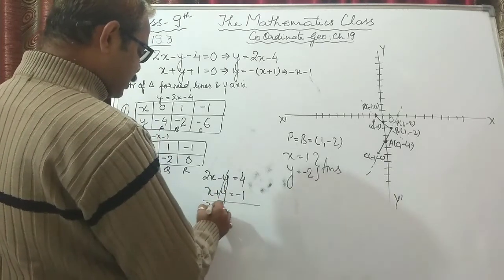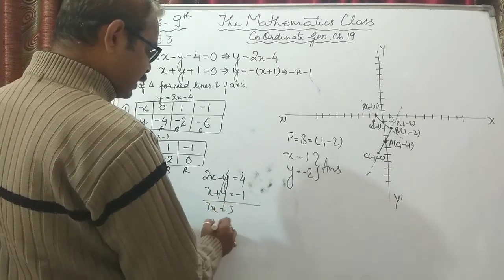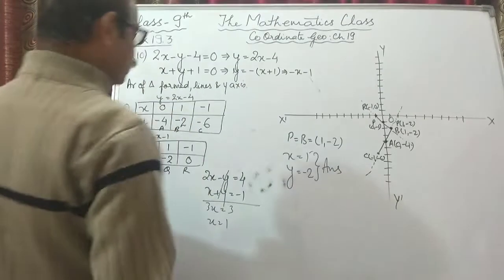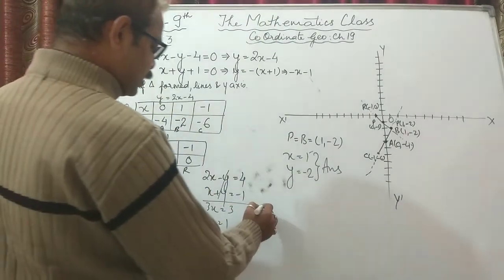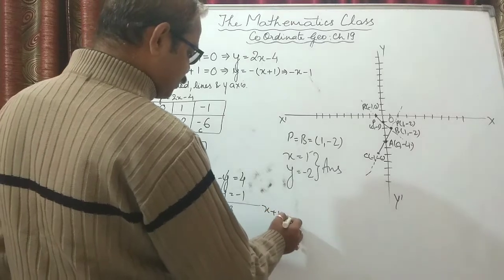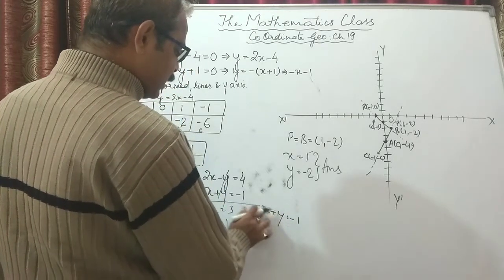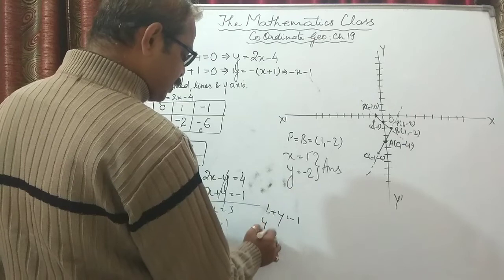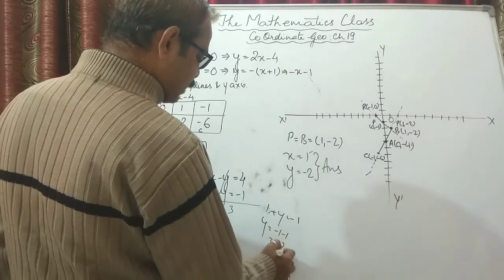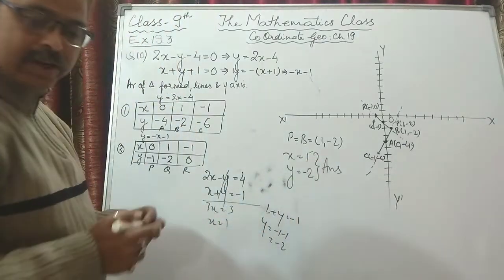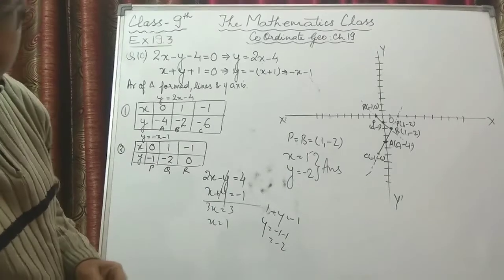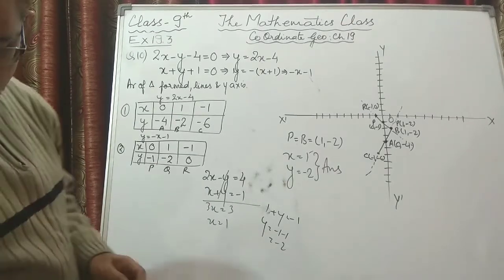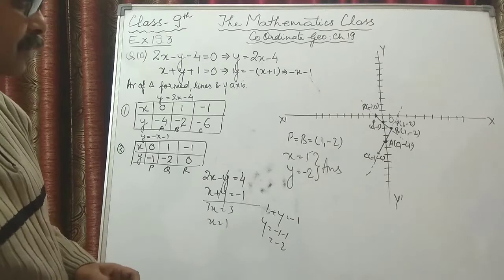Now these two cancel. 3x is equal to 3, x is equal to 1. We are getting x is equal to 1. Put x is equal to 1 in this equation, x plus y is equal to -1. x is 1 here, so y is equal to -1 minus 1, that is -2. It means whatever we have done, our calculation is all correct. Now we move on. One part is left.